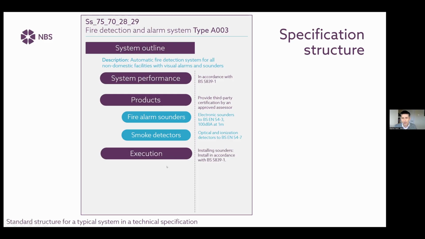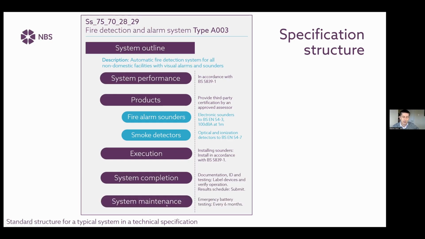There's no point in buying the perfect fire door if it doesn't close properly, or you haven't got enough hinges on and it sort of comes loose, etc. So the quality of execution, the quality of handover information that's needed, and then finally, what maintenance information is required to be developed as well.